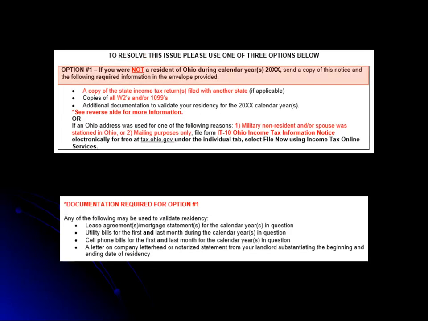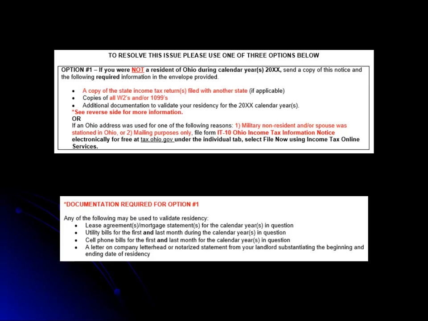Option number 1 is applicable for taxpayers who are non-residents of Ohio for any period of time during the tax year or years on the notice. Often, taxpayers move to Ohio after the end of the year, but before filing their federal tax return. Since they currently live in Ohio, they of course use their Ohio address on their return. Unfortunately, there is no way for the department to know that the taxpayer did not live in Ohio during the previous tax year.